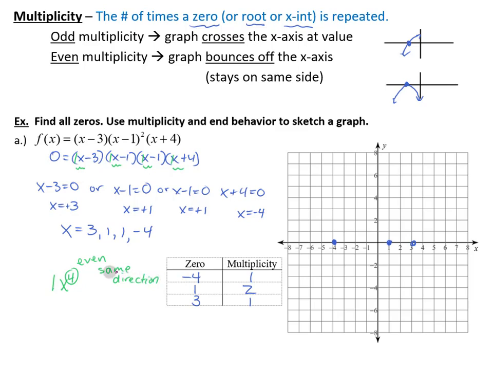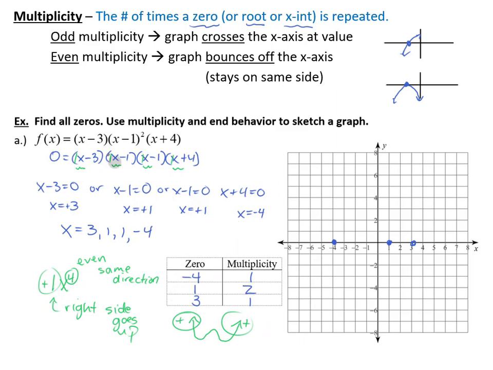My leading coefficient is positive 1, which means our right side goes up. So we know a few things about my graph already. The right side goes up, and they go in the same direction because it's an even degree function. So if the right's going up, the left must also be going up. So we have some sort of rough sketch for a graph that looks like this.